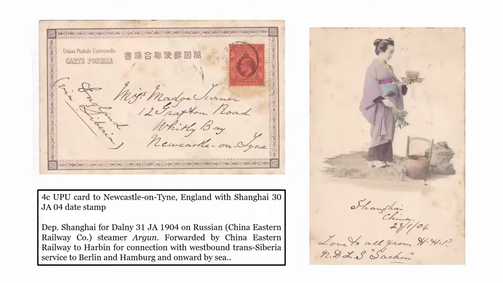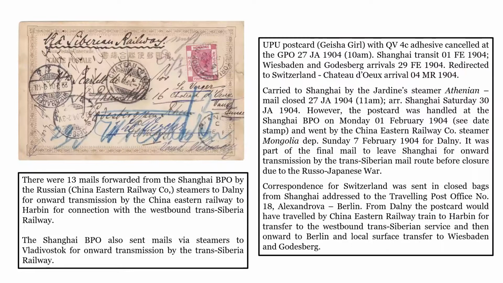And then onward through by the same route as I previously mentioned. And this one, which I thought was quite a lot of money a long time ago, but probably not anymore. This is a postcard sent from Hong Kong on the 27th of January, 1904.